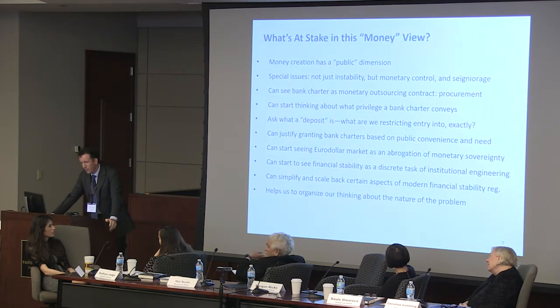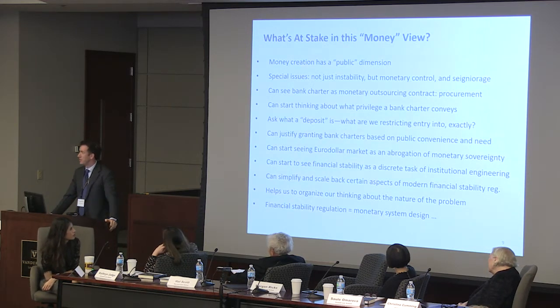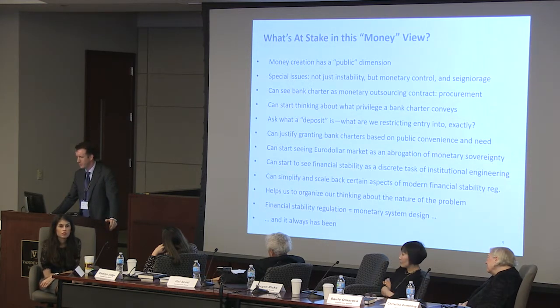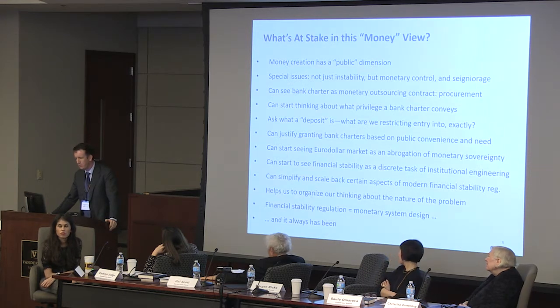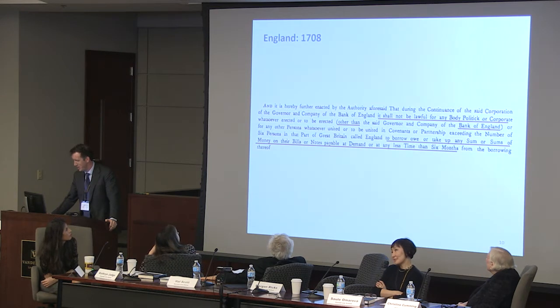So to sum up, I think the Money View helps us to organize our thinking about the nature of the problem we're dealing with in financial stability regulation. Financial stability regulation is monetary system design, in my view. Those are not different projects, they're the same project. And they always have been the same project. It's the same problem that we've been dealing with for centuries. So that's my perspective. I'm going to conclude with my final slide.